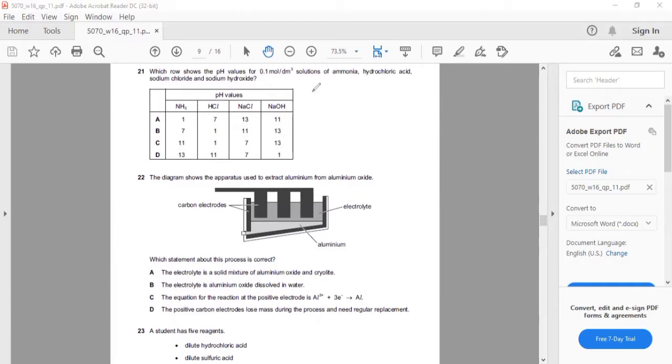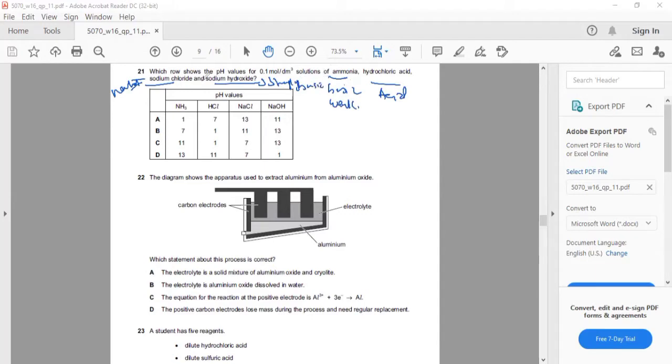Ammonia, you have this about acid base. Ammonia is basic, hydrochloric acid is acidic, NaCl is neutral. NaOH is strongly basic. Ammonia is the weak base and NaOH is strongly basic.